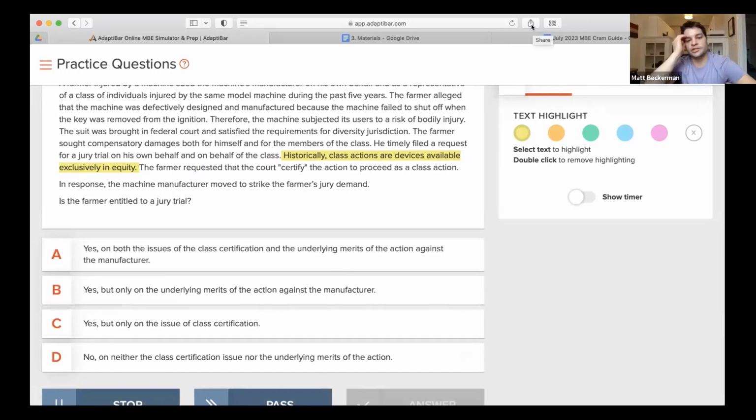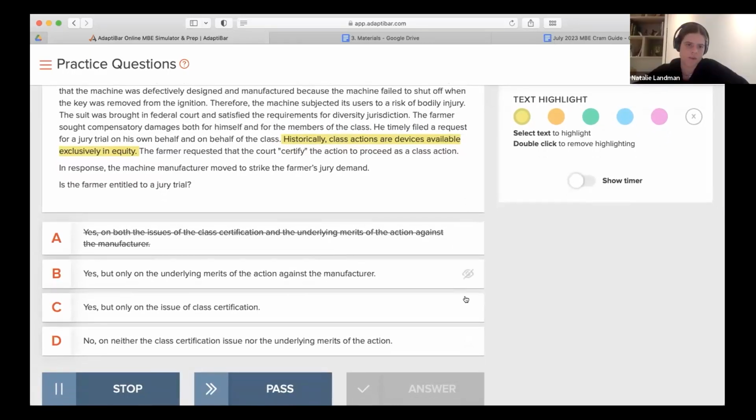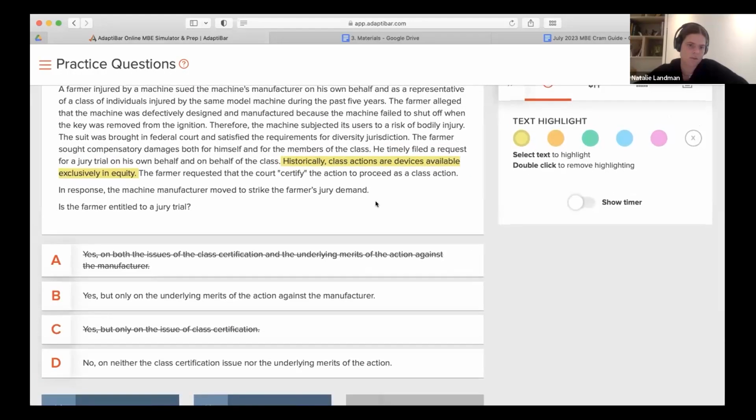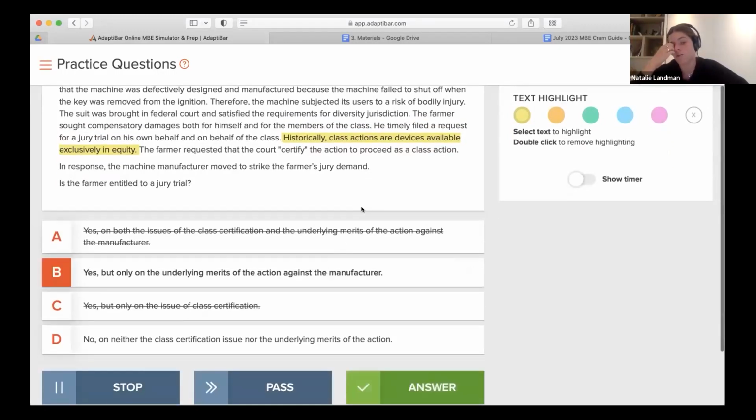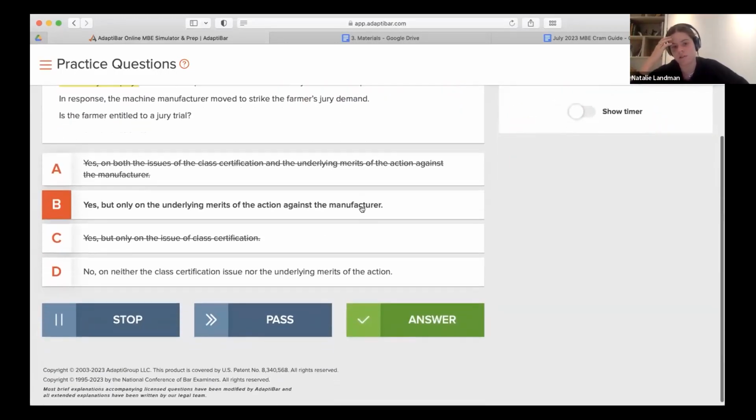Yeah, so deciding a class certification is a matter for a judge. I agree. A jury wouldn't even know what to do with it. So then, yeah, B. Why B? Well, because he was seeking compensatory damages, and damages is a jury matter, and then I guess class certification is not.